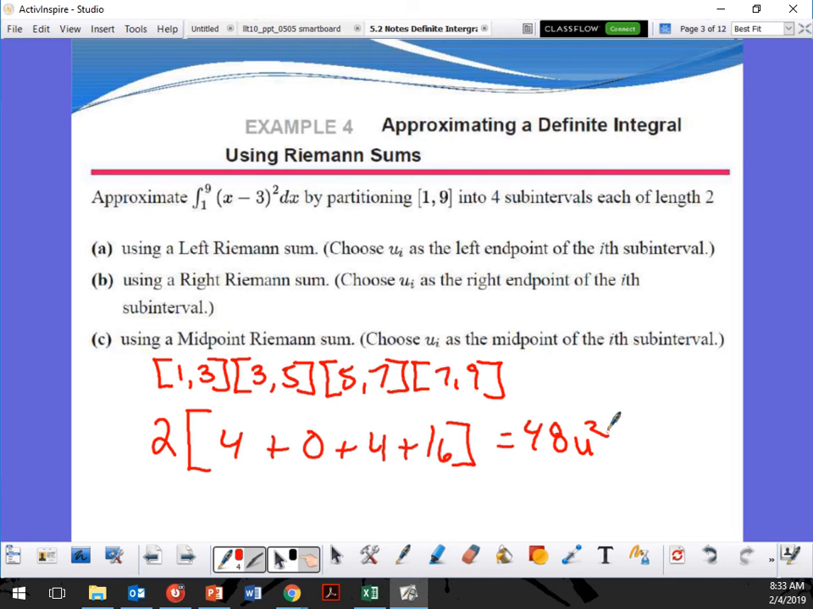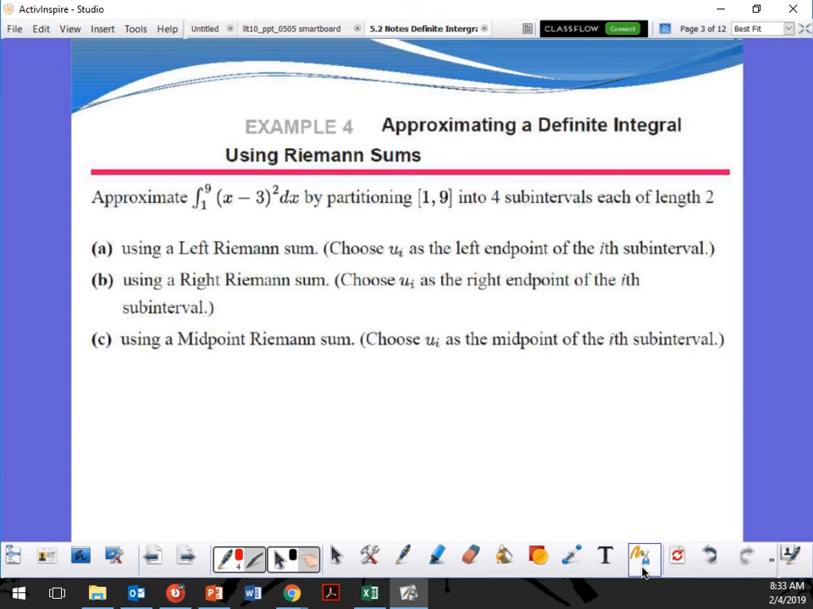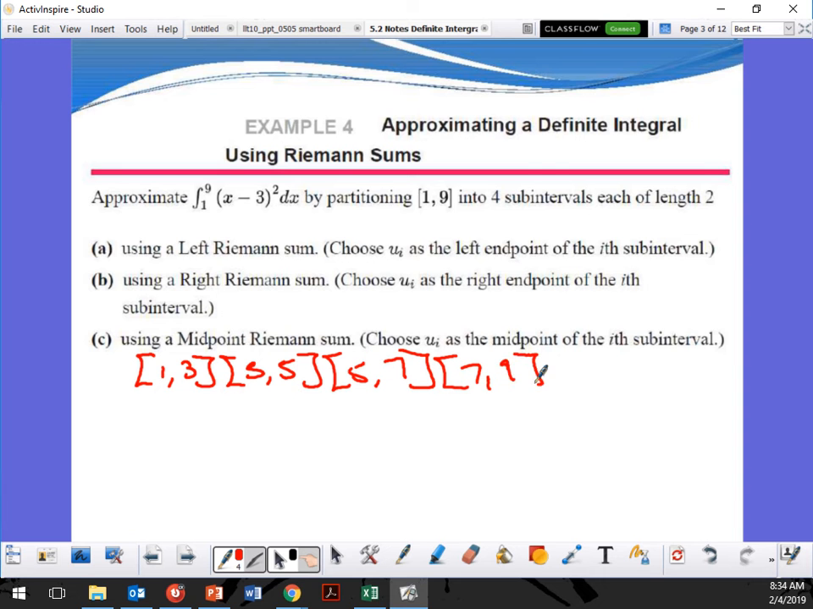You guys agree? Okay. Now, let's do the right one. So I'm going to erase this one. You guys ready? All right. It's called Riemann sums. So it's the same thing: 1, 3, 3, 5, 5, 7, 7, 9. Okay. So now we're doing the right hand side.